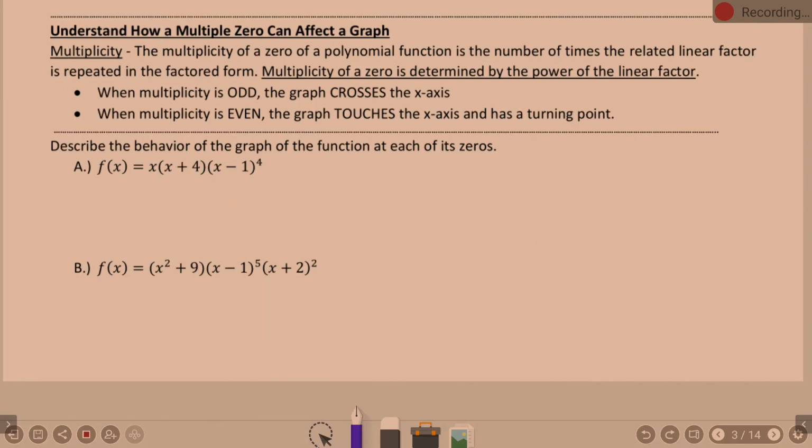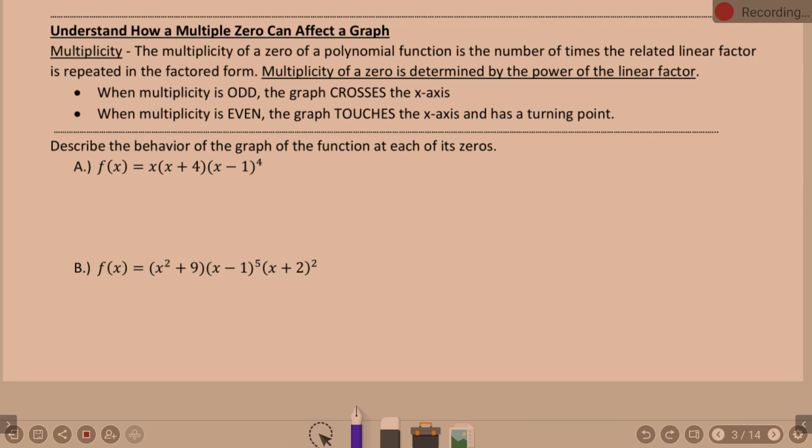When that multiplicity changes, when that power changes, my graph does different things, okay? My graph could still go through, but it could kind of curve its way through, or my graph might not go through at all. It might touch it and go back down or back up to where it came from. So this is what multiplicity is.